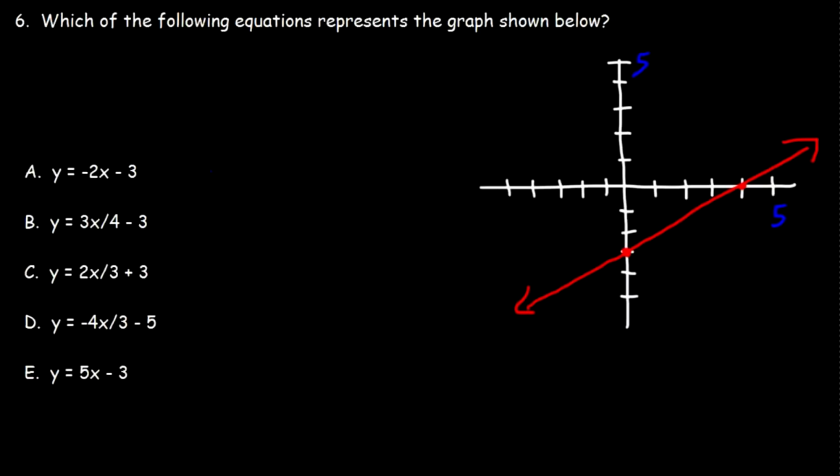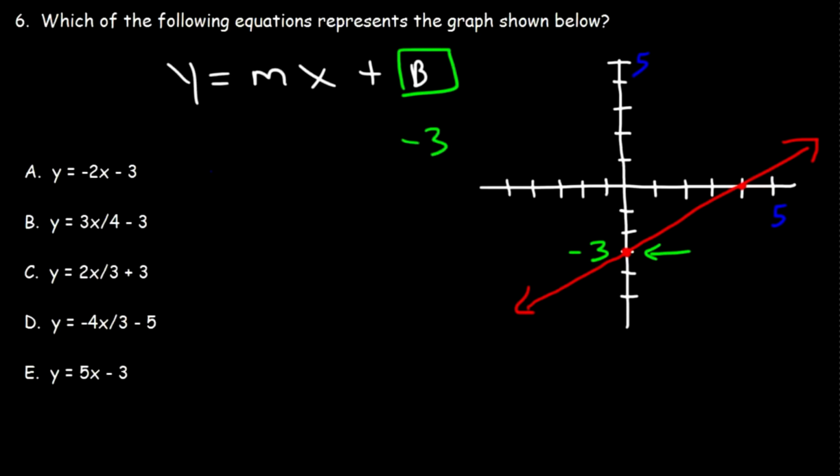Number 6. Which of the following equations represents the graph shown below? Is it going to be A, B, C, D, or E? So the equation is in slope-intercept form. Y is equal to mx plus b. The first thing we should look for is the y-intercept, which you could find here. The y-intercept is negative 3. So that should be our b value, which means that we could eliminate answer choice D and C.